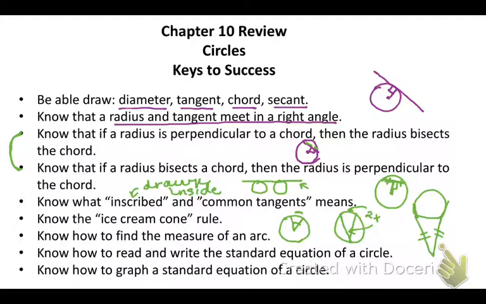Know how to read and write the standard equation of a circle, and we'll go over that. And know how to graph a circle when you're given the standard equation of the circle.